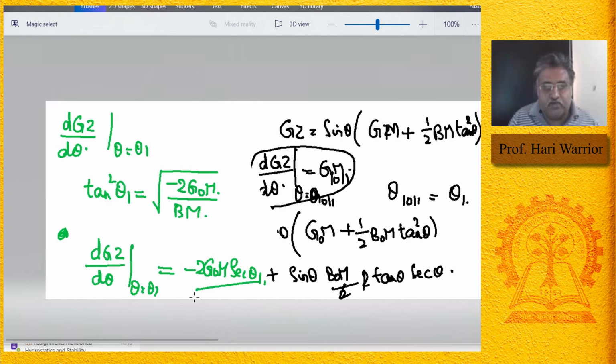You do it. So this is what you will get: minus 2 G0M sec theta 1. This will give you GM at the angle of lol. dGz by d theta at theta equals theta 1, where theta 1 is equal to theta lol, will give you minus 2 G0M sec theta 1, where theta is the angle of lol. So you will get the G lol M by using that.